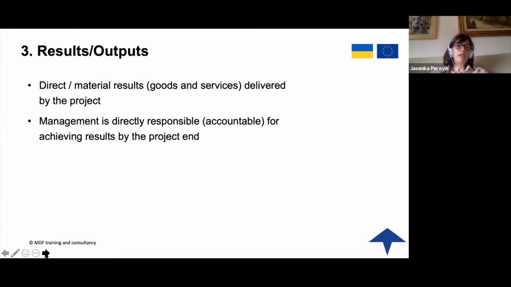Results, outputs: the direct material results, goods and services delivered by the project. Management is directly responsible and accountable for achieving results by the project end. So whatever you put as the results, if there will be monitoring or external evaluation, then you will really be held accountable whether or not you have achieved them.